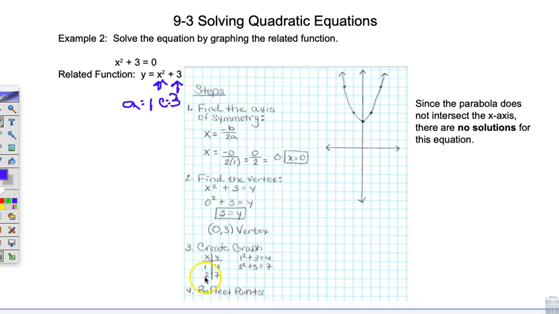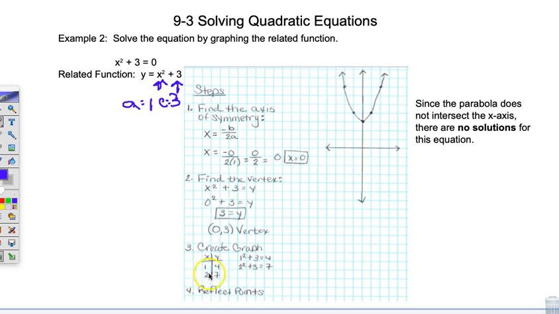Remember to choose small values like 0, 1, -1, or 2. Input them into the equation like I've done here to get your y values. So when x is 1, I plugged it into my original equation, which is just what we started with here. So 1 squared is 1, plus 3 is 4. So you see that as my y value. When x is 2, 2 squared is 4, 4 plus 3 is 7.